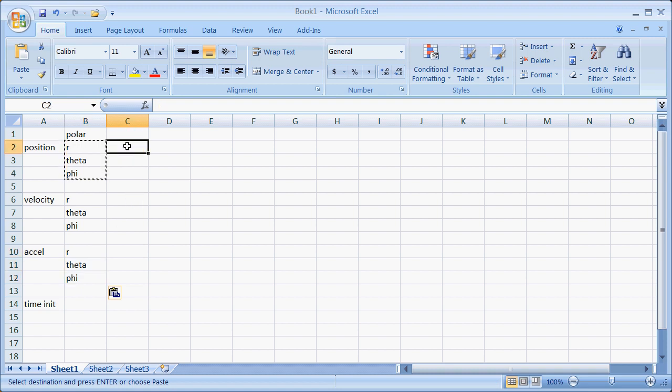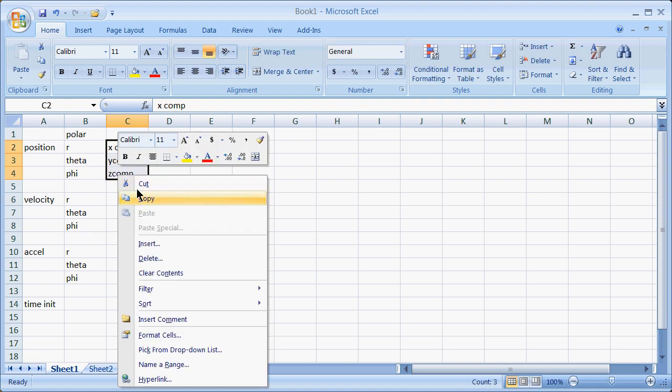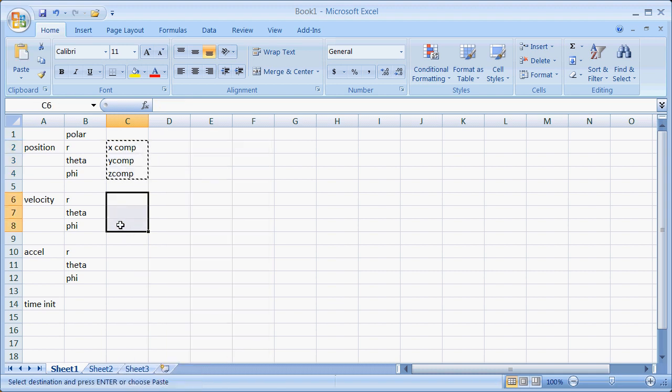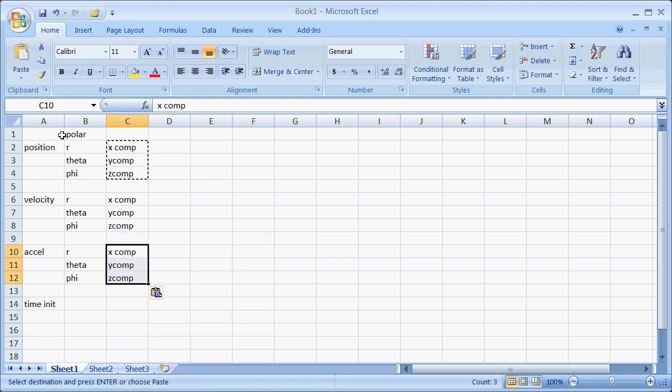You might then put calculation, the x component, the y component, and the z component. Same thing here. Same thing here. These will be calculated based on this, or you can go the other way around.